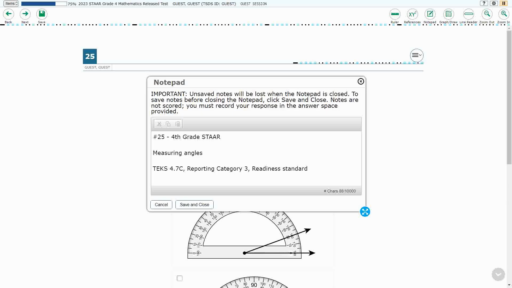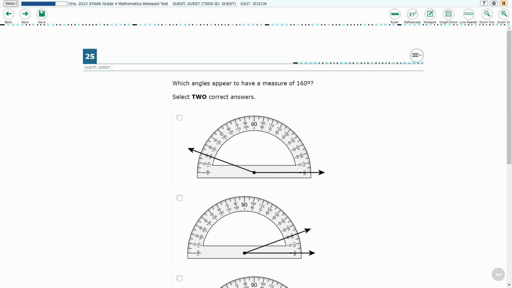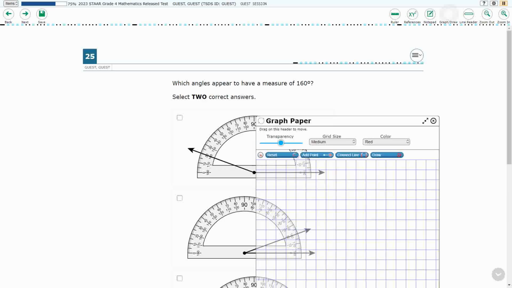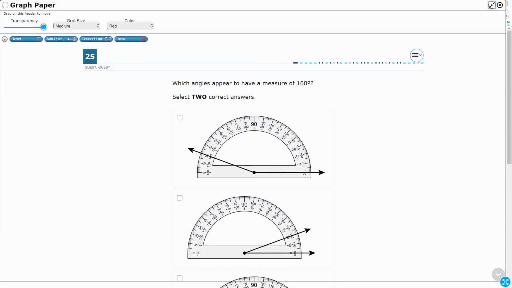For number 25, we are measuring angles. This is TEKS 4.7c, a readiness standard in reporting category 3. So we need to have angles that appear to have a measure of 160 degrees. Now, hopefully, we can eliminate some of these answers immediately.